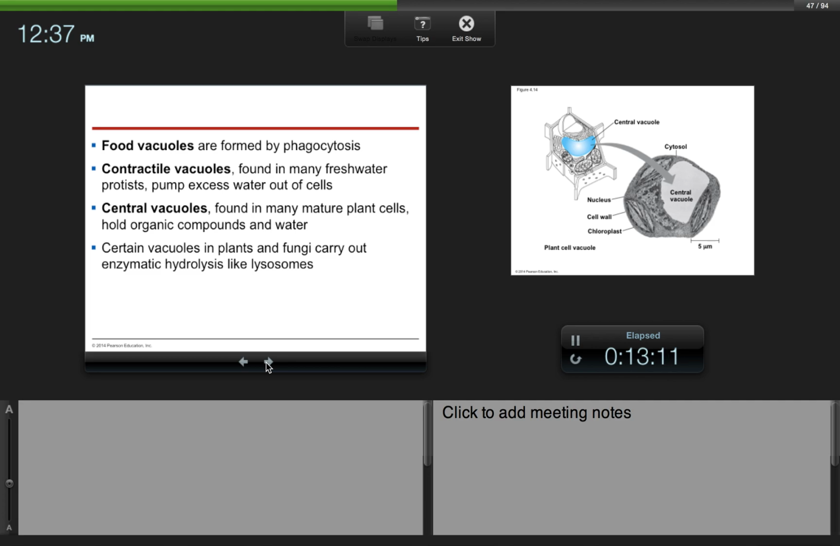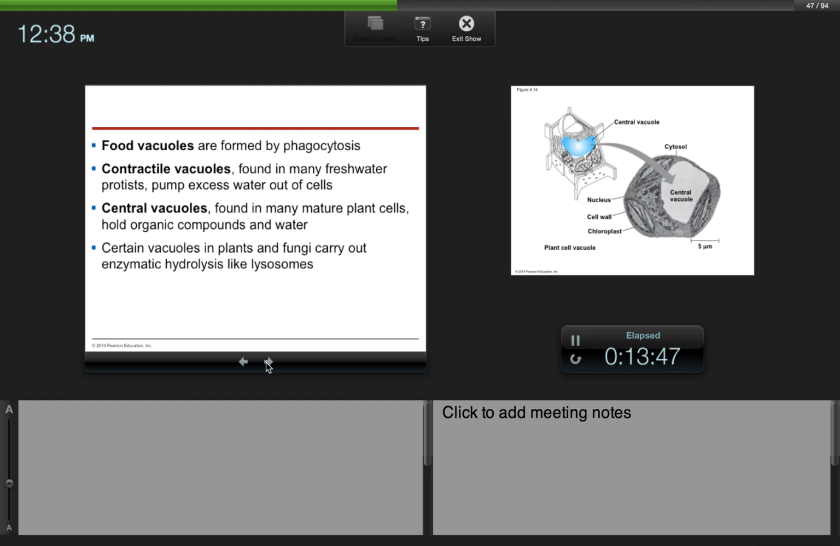So remember that when the freshwater protists are in fresh water, their environment is hypotonic. And inside the protist is hypertonic. So what happens is water rushes into the cell because there's more solute found on the inside of the protist than in the surrounding fresh water. So in order to adapt to that problem, they have this contractile vacuole which pumps excess water back out, maintaining water and solute balance between their cell and the environment.